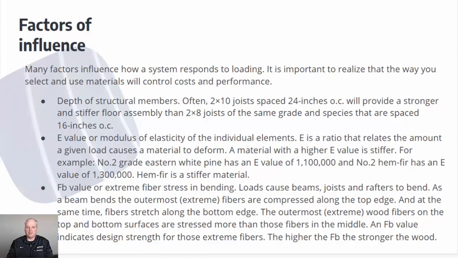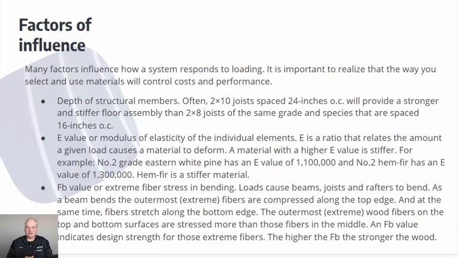E value, or modulus of elasticity, of the individual elements. E, capital E, is a ratio that relates the amount of given load that causes a material to deform. A material with a higher E value is stiffer. For example, a number 2 grade Eastern white pine has an E value of 1,100,000, and a number 2 hem-fir has an E value of 1,300,000. So thereby hem-fir is a stiffer material.